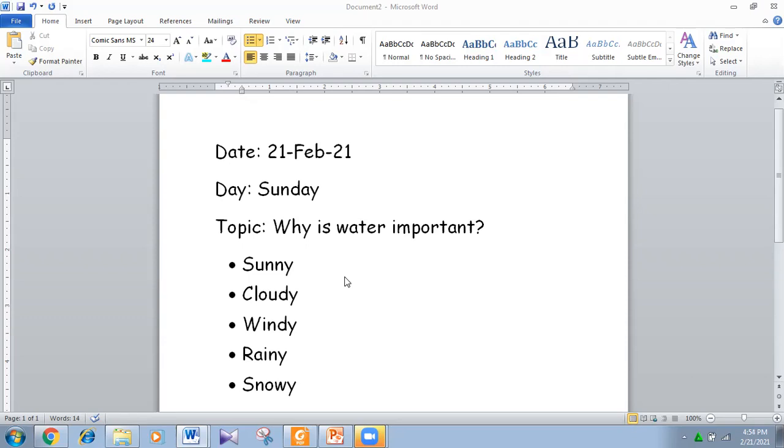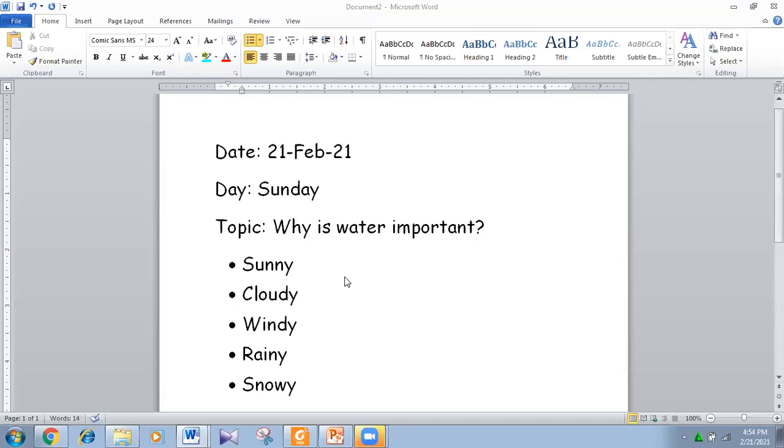Rainy. When water comes from the clouds, when water drops from the sky, it is called rainy weather. Last word is snowy. Snowy means when snow falls from the sky. When ice comes down, snow comes down, it is called snowy.